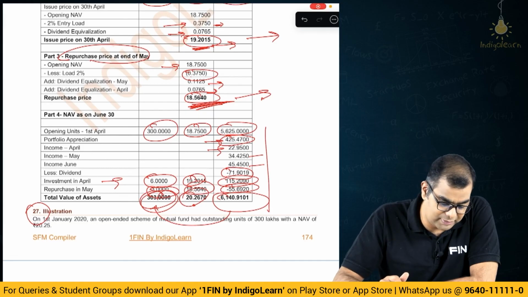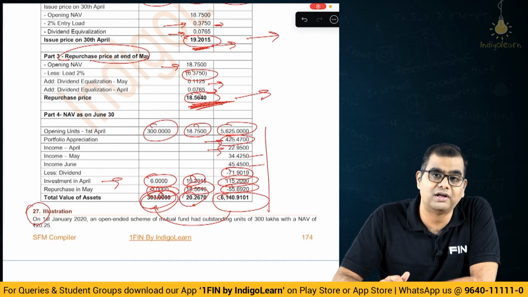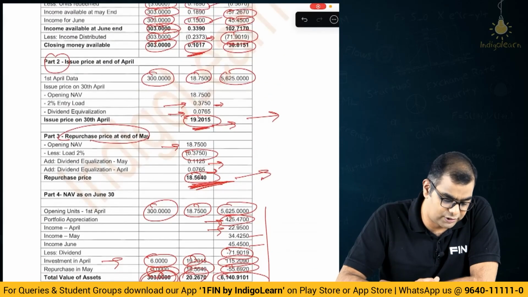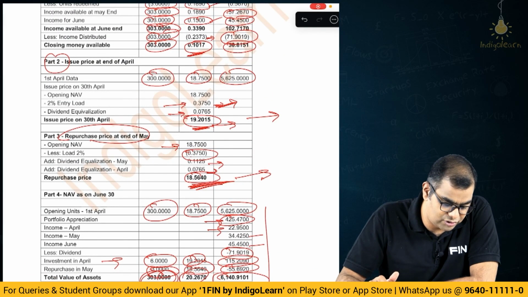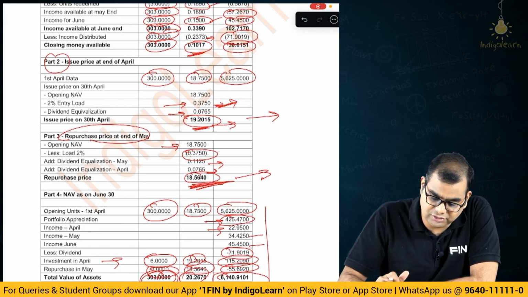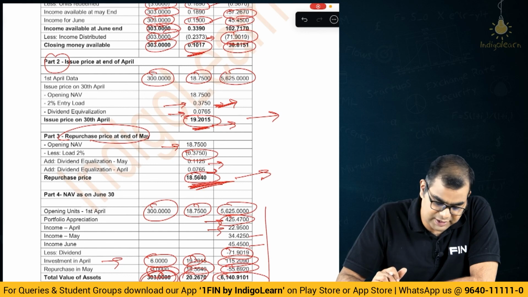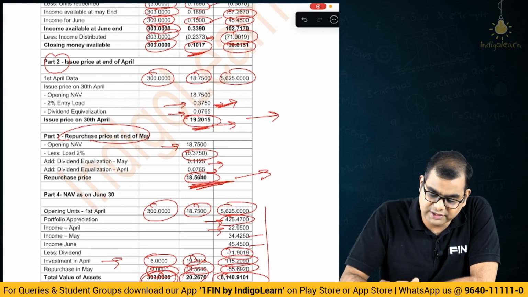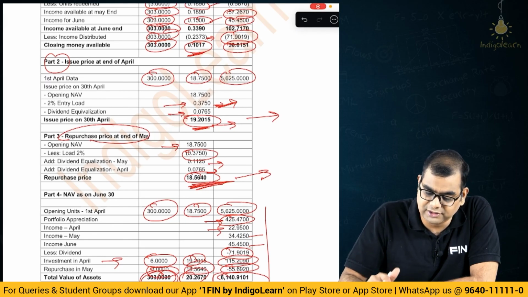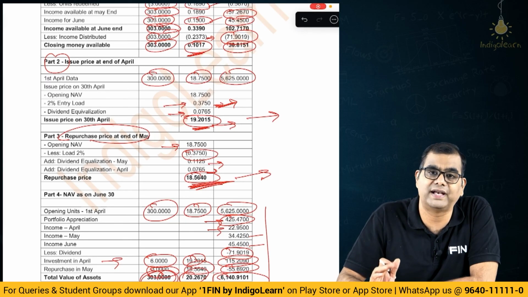Okay, now what is the total money that you have made because of this entire entry load and exit load? You have made here 0.3750 into 6 lakhs, 0.3750 into 6 plus how much you have made here? 0.3750 into 3, or we can actually do 0.3750 into 9. So, basically 3.375 lakhs you made.